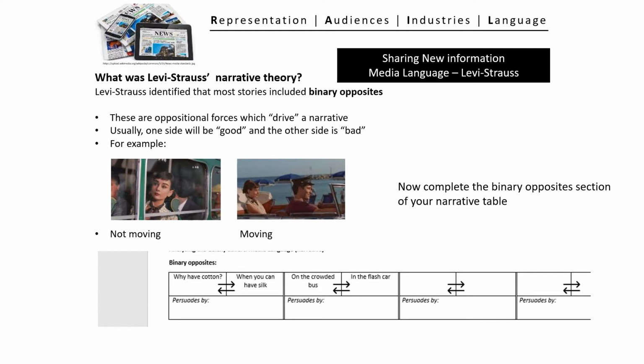Another binary opposite is found in the slogan, "Why have cotton when you can have silk?" How does that persuade? Well, that persuades us by linking the Galaxy with silk. And silk obviously is a very prestigious fabric. It's a fabric that feels nice. It's very expensive compared to cotton, which is rougher, which is more common. We are on the side of the silk. The silk, we can have it, and it's the Galaxy.